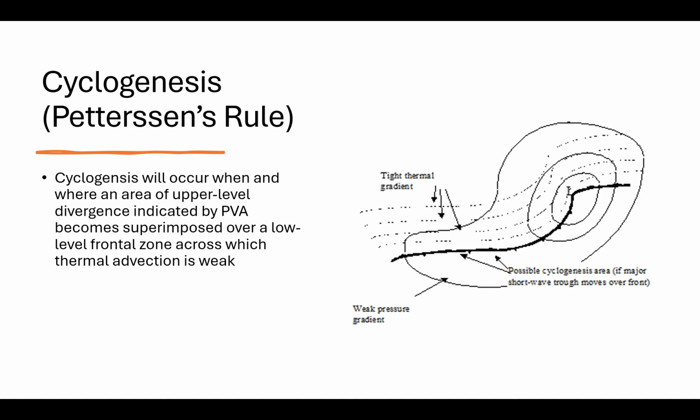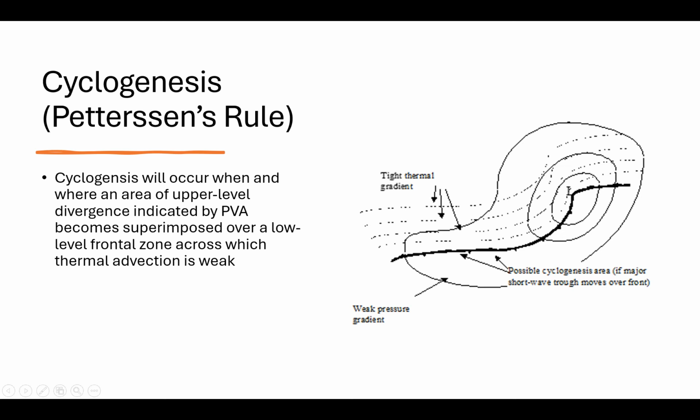He said that cyclogenesis will occur when and where an area of upper level divergence indicated by PVA, the positive vorticity advection, becomes superimposed over a low level frontal zone across which thermal advection is weak.